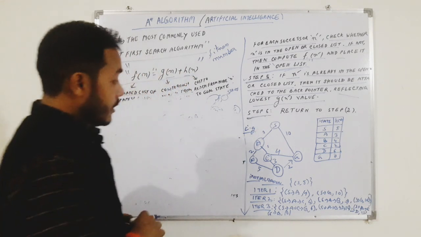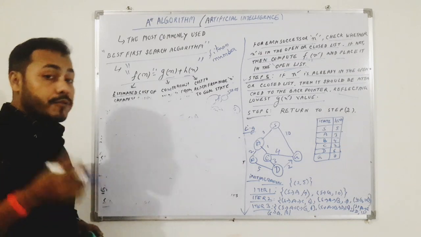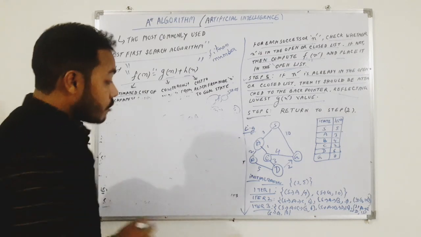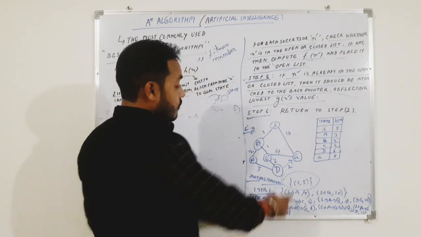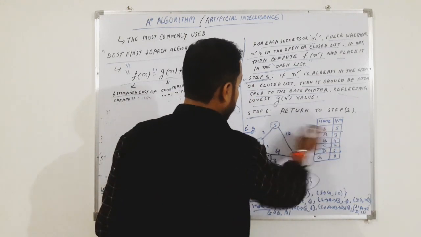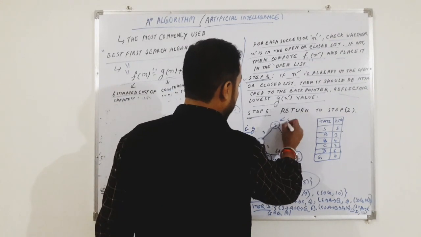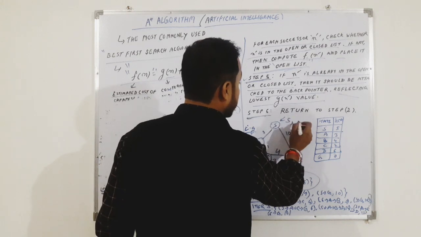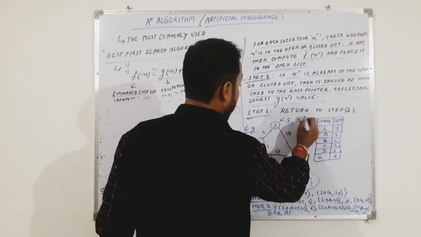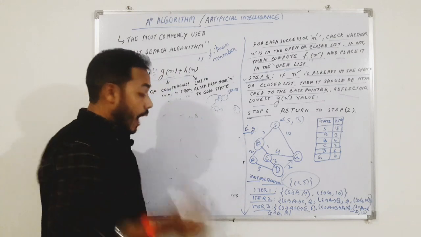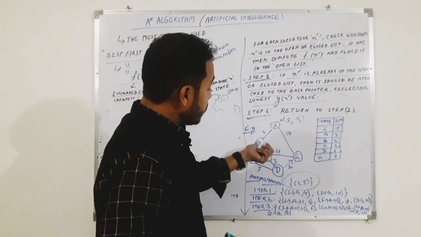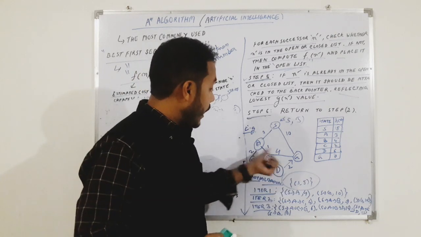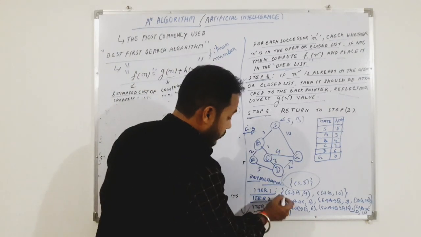Through the A star algorithm, it will involve some iterations. First of all, our initial state is S5. How S5? Because S means the start state, and its Hn value is 5. Now iteration 1. Iteration 1 means from S, which nodes are connected directly? A and Z.